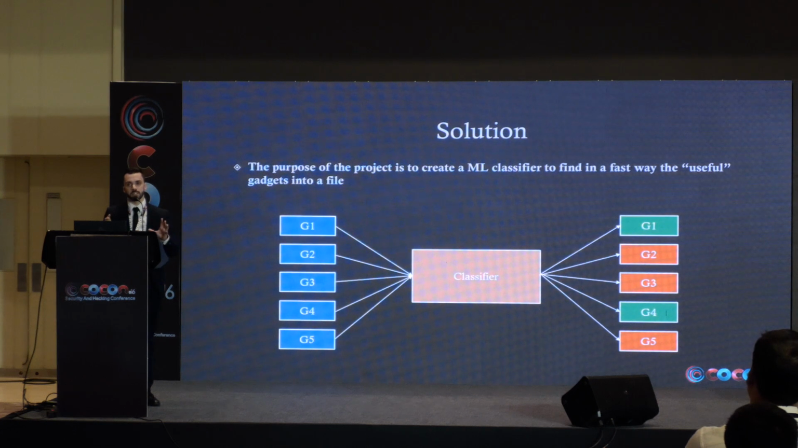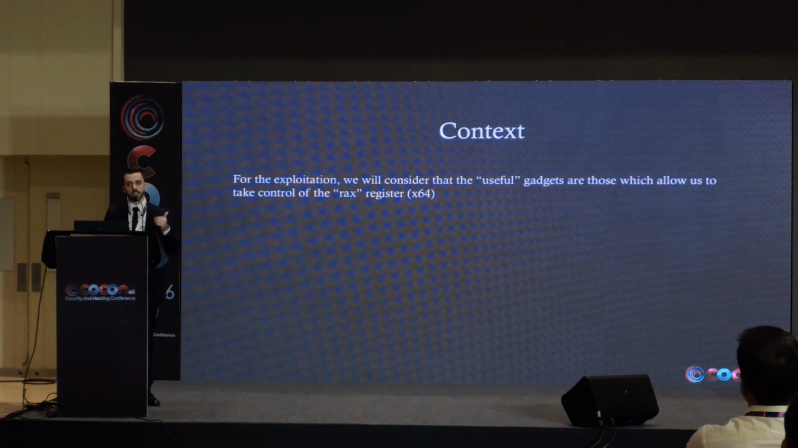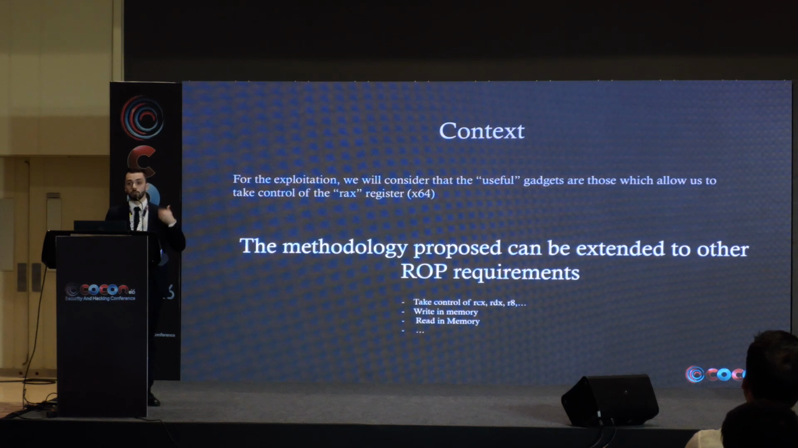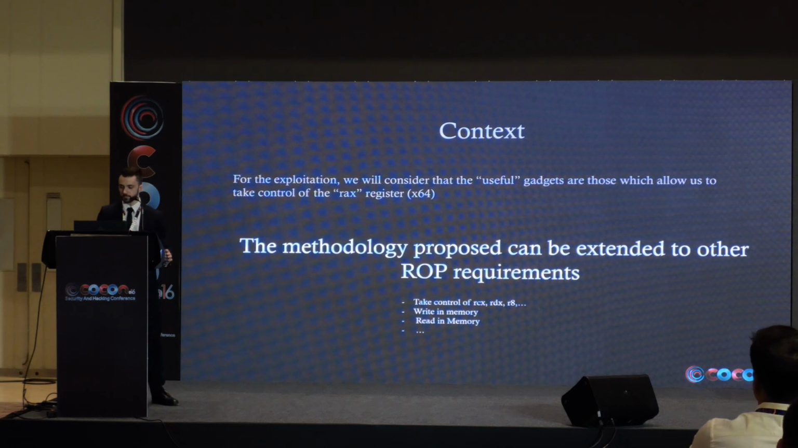For that, we'll take one objective, because when we do an exploitation with return-oriented programming, we need to have one goal. And this goal for us is a very easy goal: to just take control of one register. Through that, we'll try to create a model to take control of this register. There are many other goals, like taking control of RCX, RDX, writing in memory, reading in memory, opening a shell. It really depends on you, and it can have different implications.